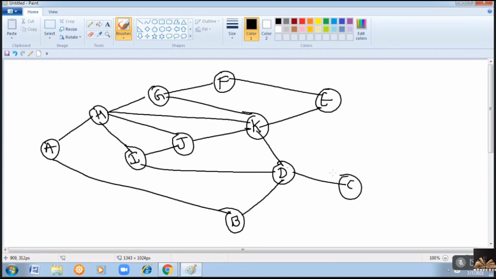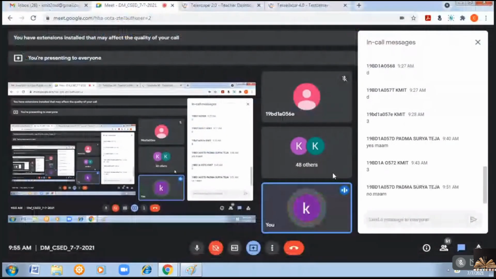Did I conduct any quiz on this 5th unit for you? Have you written any quiz on this 5th unit as of now?